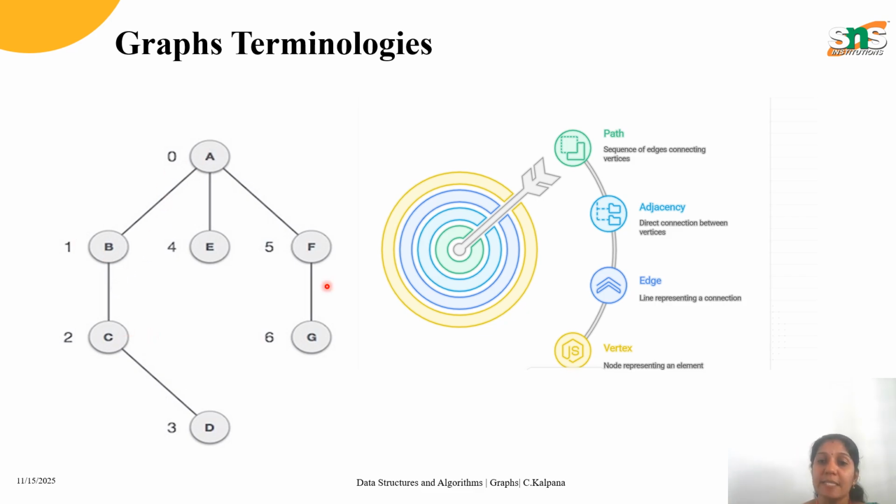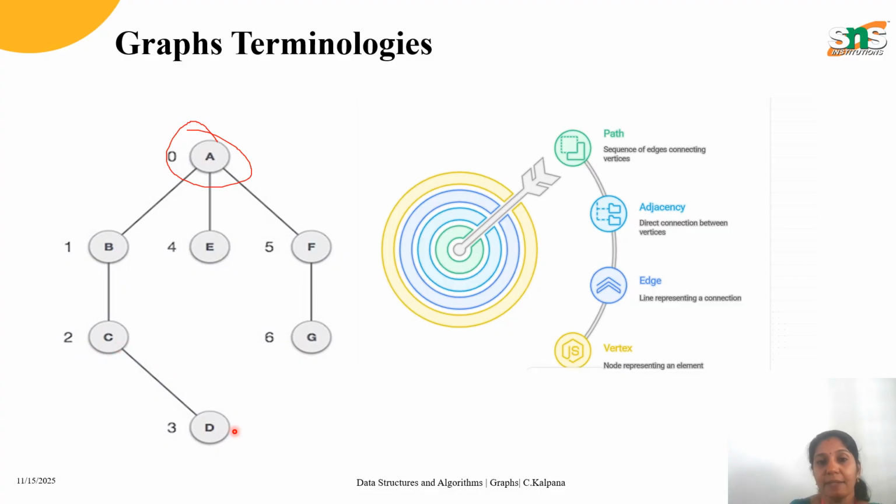And next is the adjacency. Adjacency of a node. Just take this particular node A. If I need to find the adjacent vertices of A, I need to check the connected nodes of A. A is connected with B, E and F. So the adjacent vertices of A are nothing but B, E, F. And also for D, the adjacent vertex is C. For C, the adjacent vertex is D.